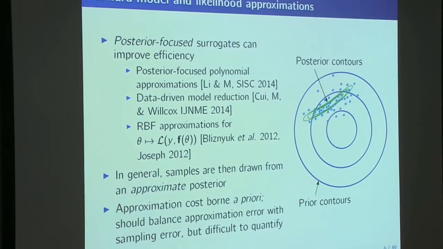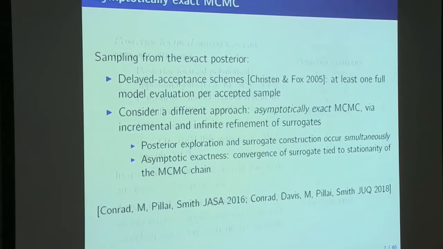Especially when you're in general difficult to quantify. So another approach that people have proposed is to say, well, okay, forget about these approximations. I don't want to sample from the approximation and call that end of story. I want to sample from the exact posterior, but maybe use the approximations to help me along the way. And the first such scheme that I think is quite general is this notion of delayed acceptance MCMC.